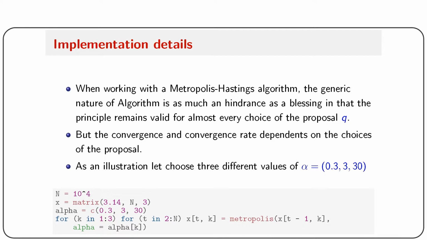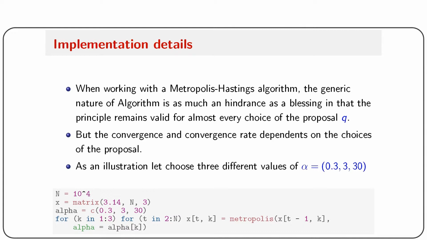As an illustration, let's choose 3 different values of alpha. Say alpha equals 0.3, 3 and 30. Say n equals 10 to the power 4, then x is a generated matrix of n by 3, then alpha equals 0.3, 3 and 30. Then k equals 1, 2, 3.